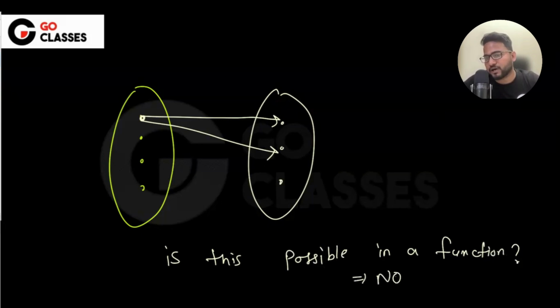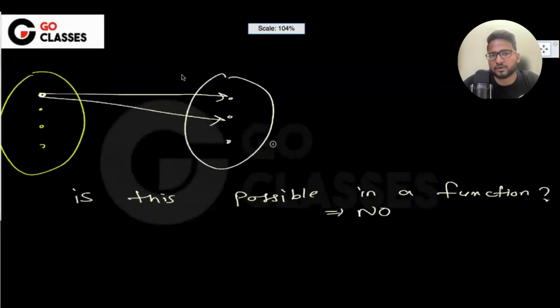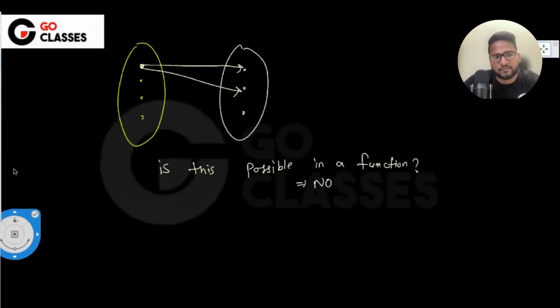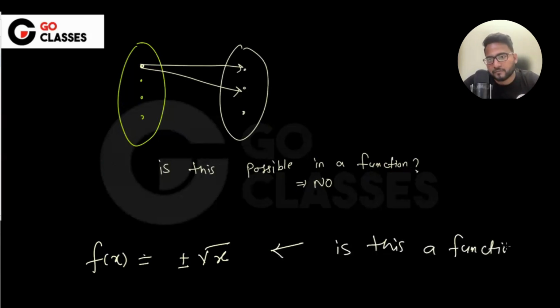If it is x square, then it is fixed. For example, for x equal to 2, it is 4, right? It is fixed, otherwise it is not even a function. So this kind of thing is not even a function. Tell me, is this a function? f(x) equal to plus minus square root of x. Is this a function? The answer is no, right?